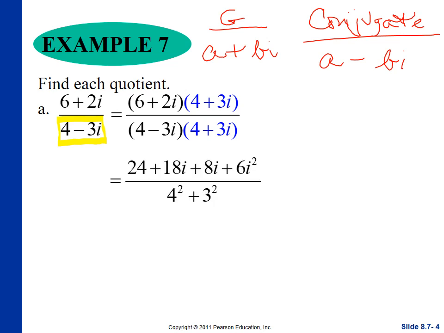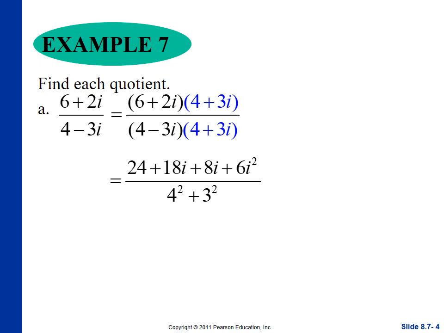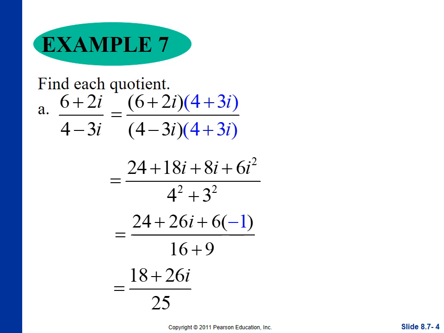So now we just use FOIL on the top, right? If you remember, FOIL is going on down here. So 24 plus 18i plus 8i plus 6i squared. We talked about this. You can just square this and square this, and we end up with 4 squared plus 3 squared. From there, we can move on and just simplify. 24 plus 26i plus 6 times negative 1 over 16 plus 9. We end up with 18 plus 26i over 25, or 18/25 plus 26i/25.